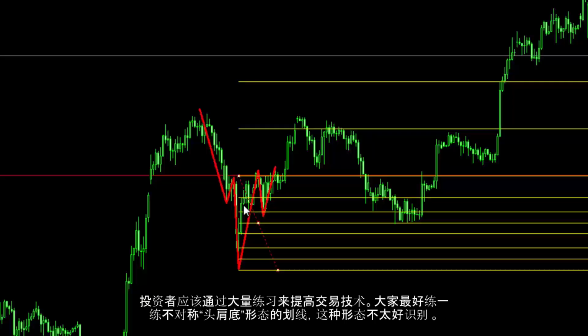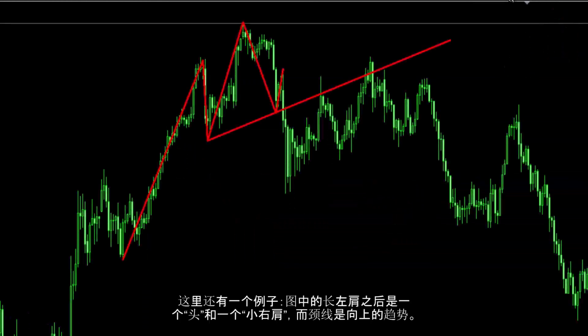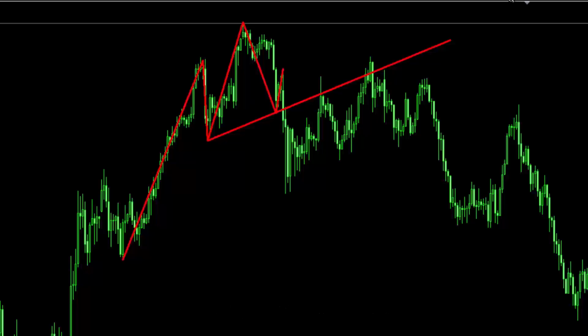A trader should practice considerably to develop his or her trading ability. It is better to draw asymmetrical head and shoulder patterns, which are hard to identify. There is another example with a long left shoulder followed by a head and a small right shoulder, in which neckline is an upward line.